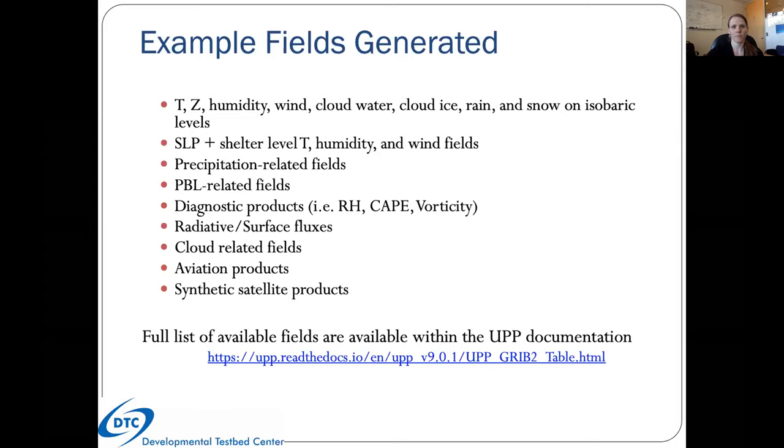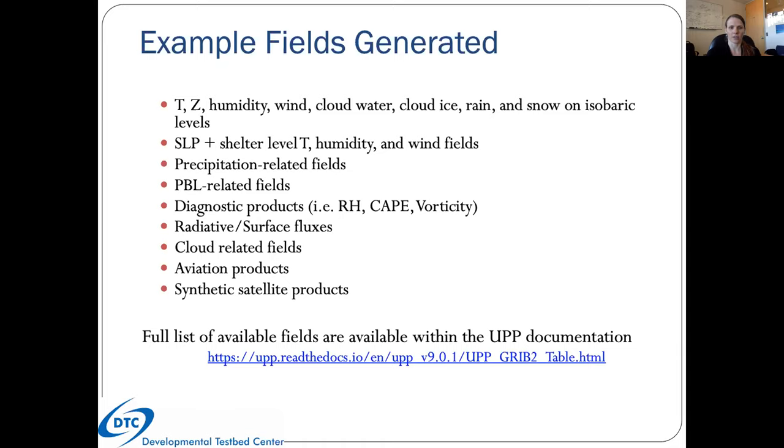These are just some example fields that can be generated by UPP. It is by no means a complete list. So for example, you can do temperature, height, humidity, wind, cloud, and microphysical parameters on isobaric levels. You could do sea level pressure, as well as shelter level temperature, humidity, and winds, precipitation related fields, planetary boundary layer related fields, various diagnostic products, for example, relative humidity, CAPE, or vorticity, as well as many others, radiative and surface fluxes, a number of cloud related fields, aviation products, as well as synthetic satellite products.